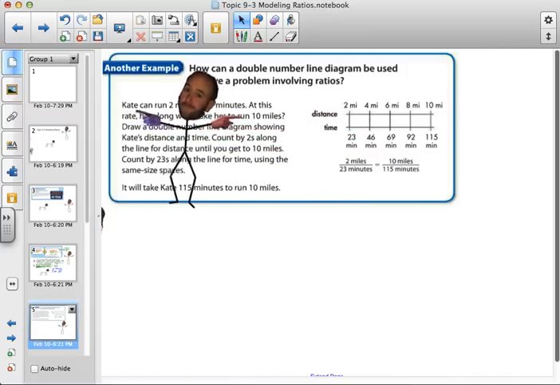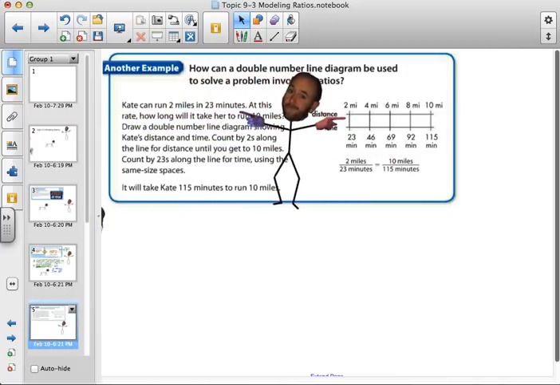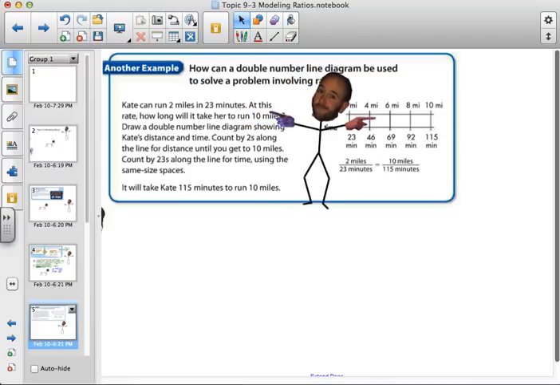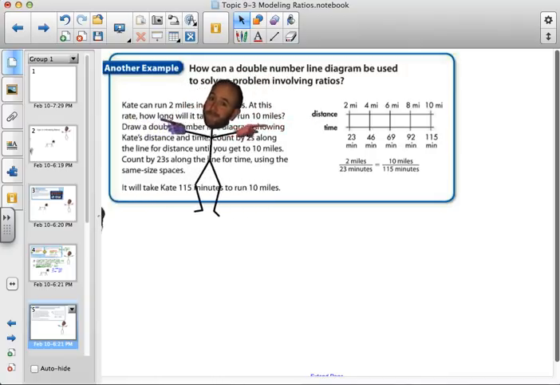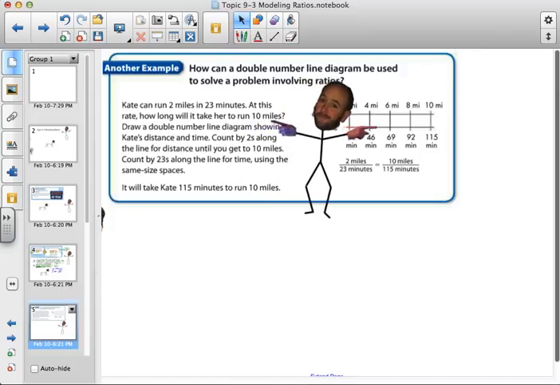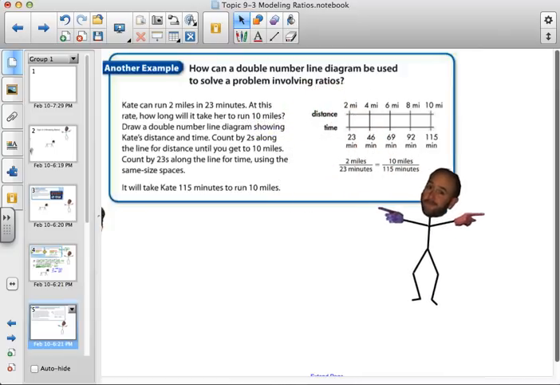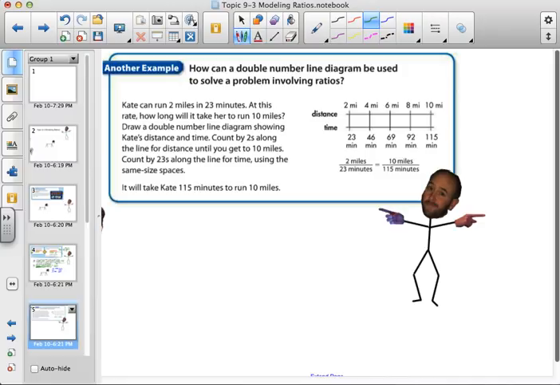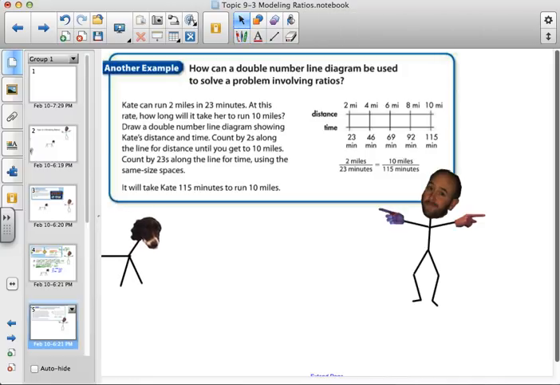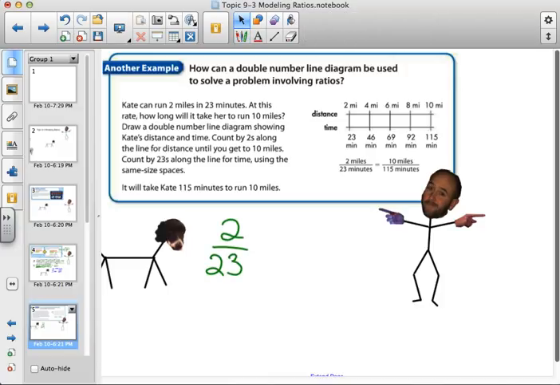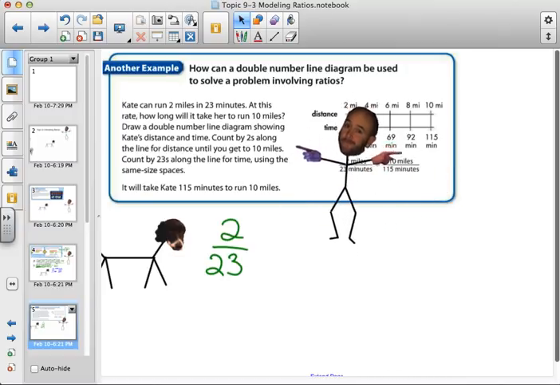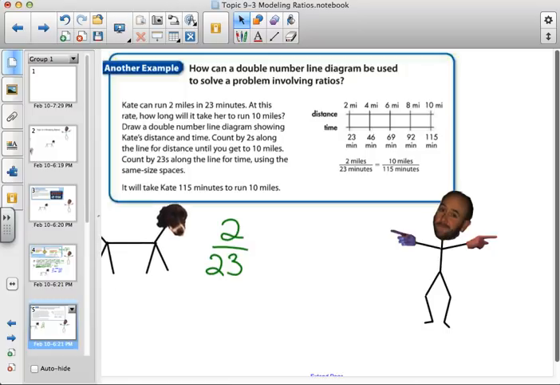We have Kate can run 2 miles in 23 minutes. That's pretty important. At this rate, so that's a rate, 2 miles every 23 minutes. At this rate, how long will it take her to run 10 miles? Well, what we know then is that Kate can run at a rate of what, Patty? Yep, she can run at a rate of 2 miles to every 23 minutes. What else do we want to know from this problem, Patty?